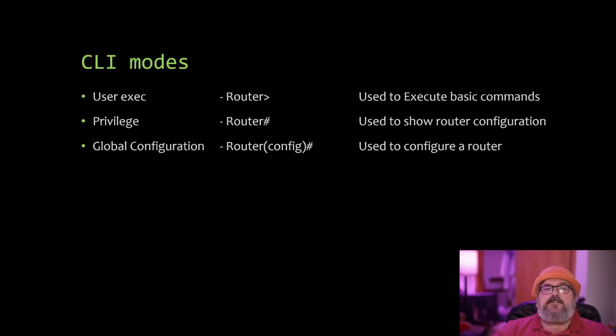Now, user exec is used to execute basic commands. Privileged mode is used to show router configuration information, and global configuration mode, when you're in that config mode, is used to make changes and configure your router.